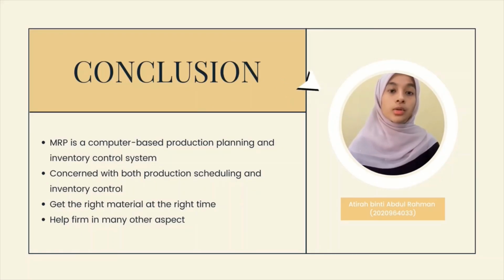As for the conclusion, MRP is a computer-based production planning and inventory control system that is concerned with both production scheduling and inventory control. It is a system that attempts to keep adequate inventory levels to ensure that required material is available when it is needed. It also helps firms in many other aspects such as increasing profitability and reducing cash outflow.